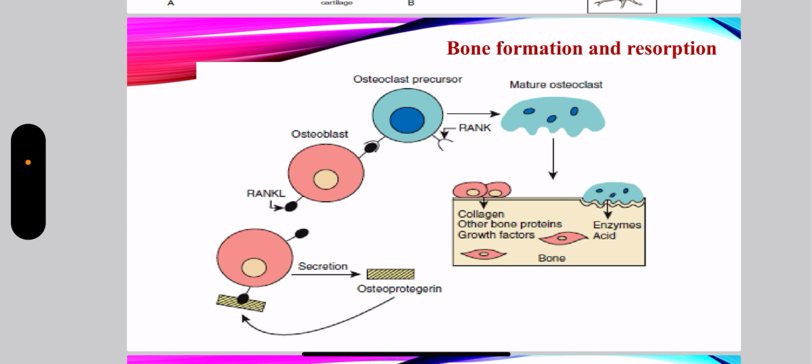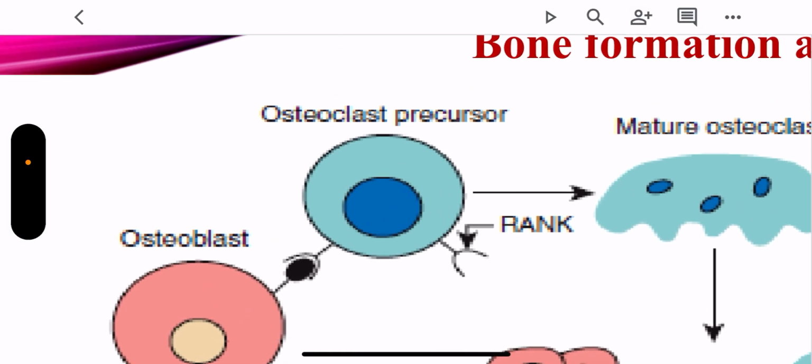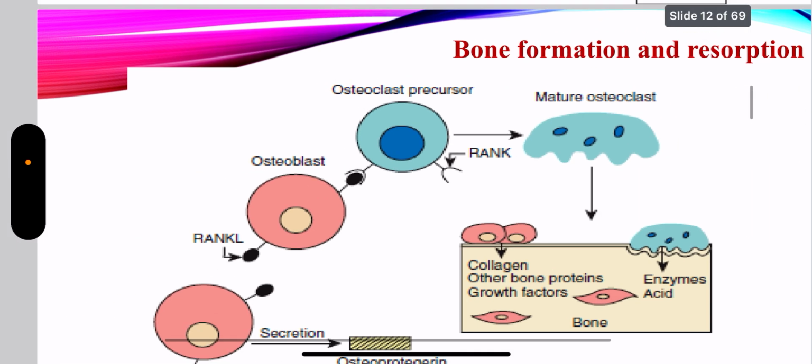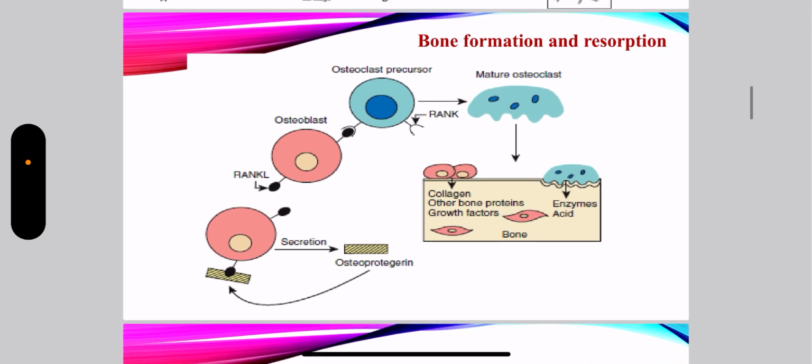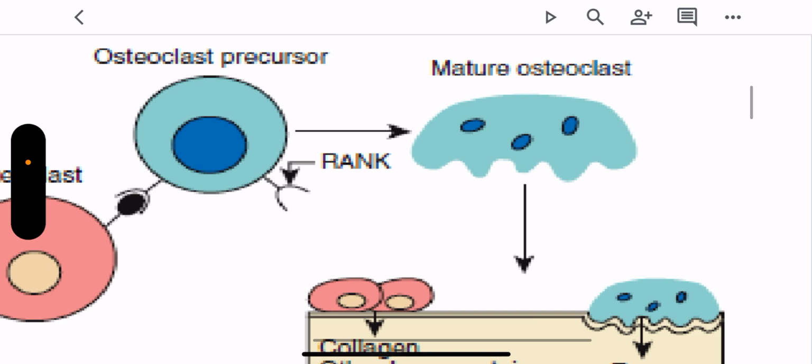When these cells come in contact with the RANKL receptors, that is monocytes that are expressing RANK, and osteoclast precursors are basically monocytes, we have discussed it earlier. You can see this association: osteoblast expressing RANKL, osteoclast precursor having RANK. So we can say there is RANK-RANKL interaction between the cell pairs. These events result in differentiation of monocytes into mature osteoclasts.